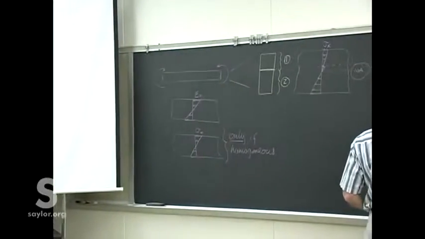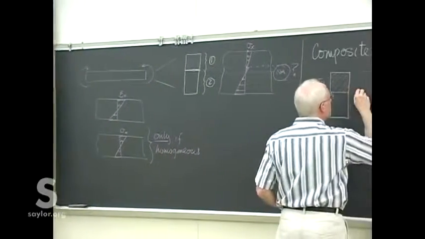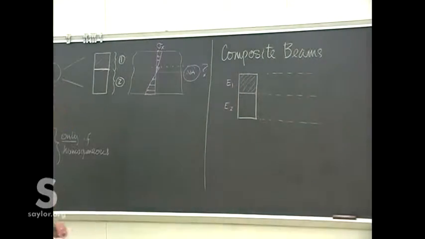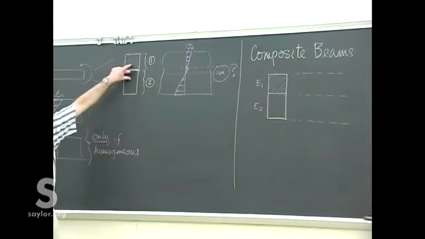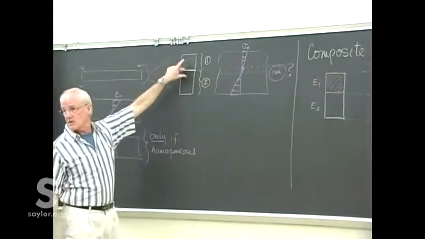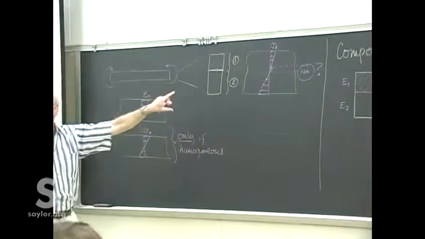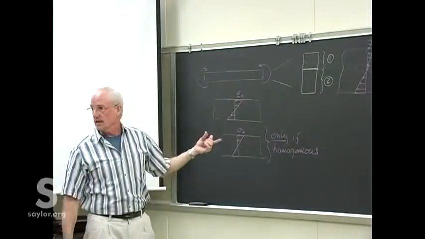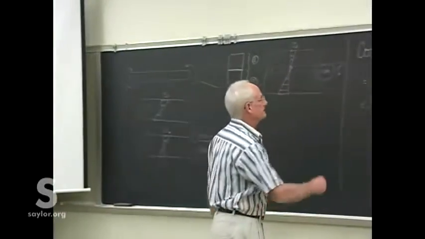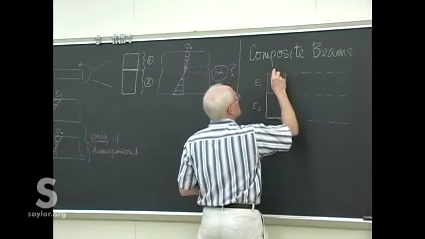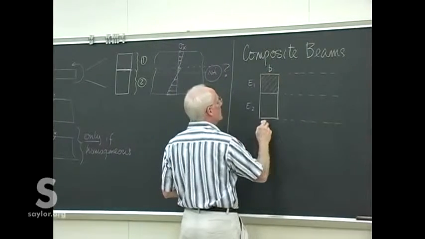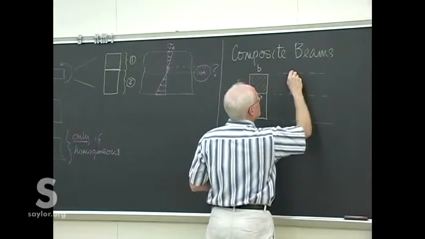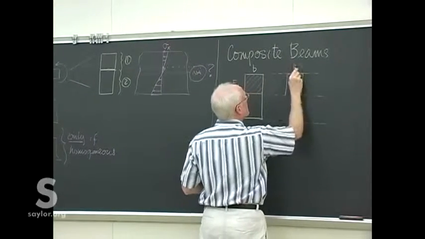So here's what we're going to do. Everything we've done so far has been for beams of homogeneous material, the same material throughout. So what we're going to do is we're going to take that composite beam, turn it back into a beam of homogeneous material, and then analyze it like we would have before. So we've got this beam here. Let's see, we'll call it of width B, and we'll keep that on the top.